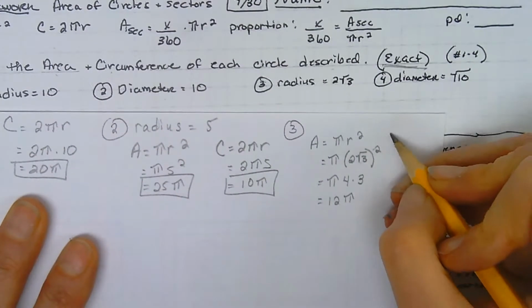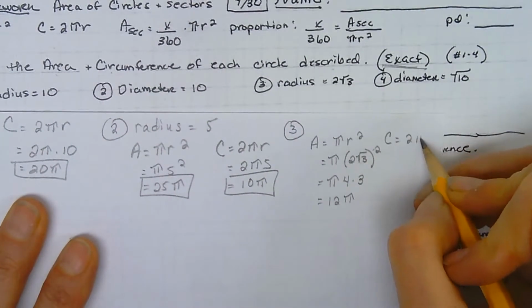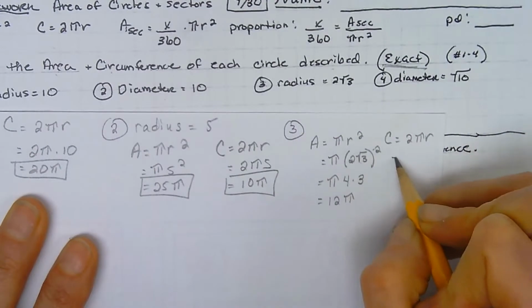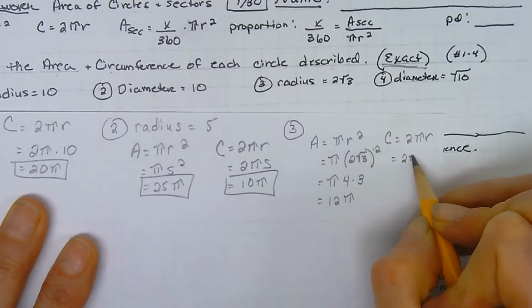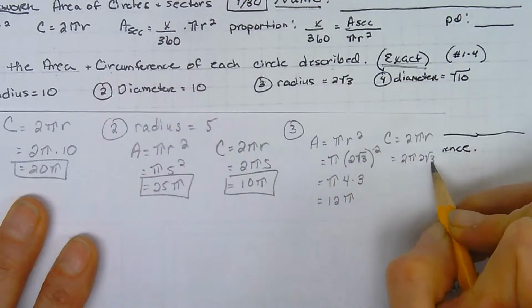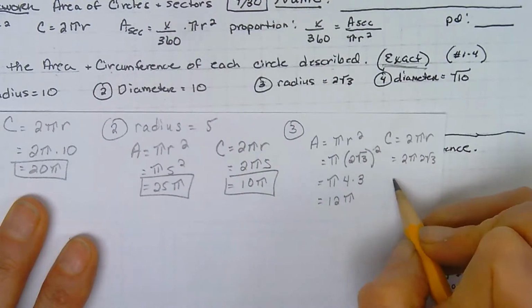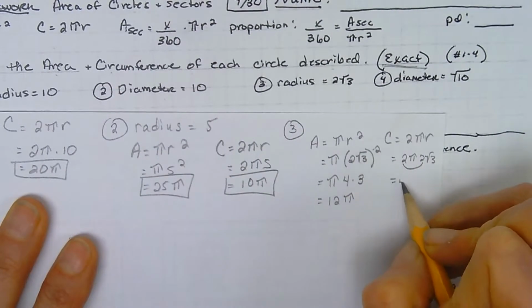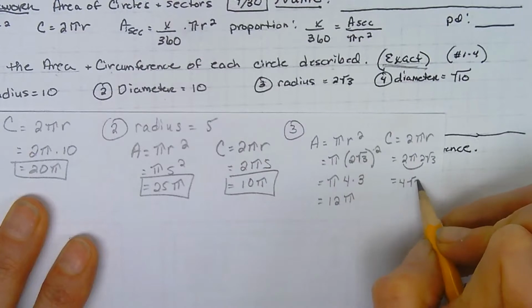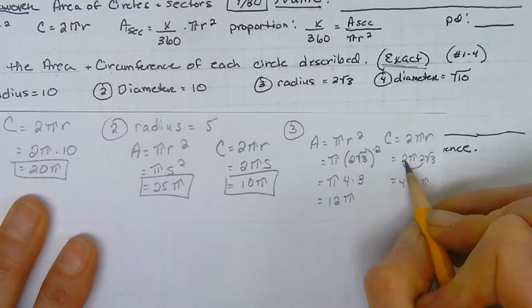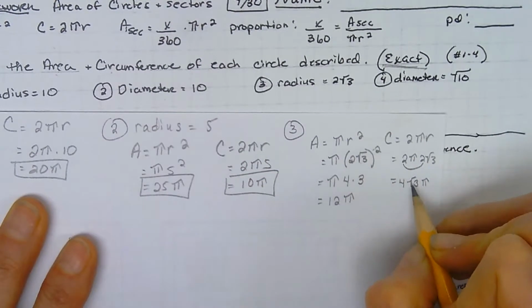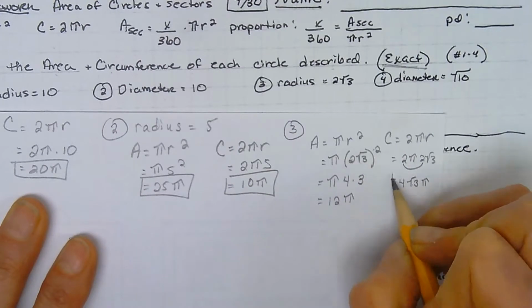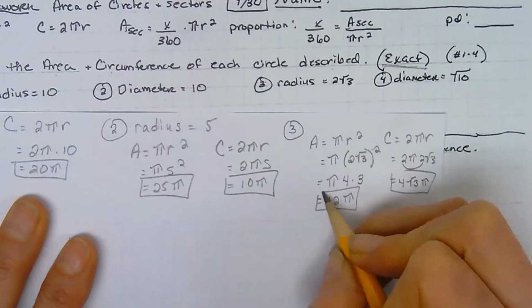The circumference is equal to 2 pi r. So that's equal to 2 times pi times 2 rad 3. 2 times 2 is 4. 4 rad 3 pi. Multiply what's on the outside, keep what's on the inside, and then pi. And that's the circumference, and this is the area.